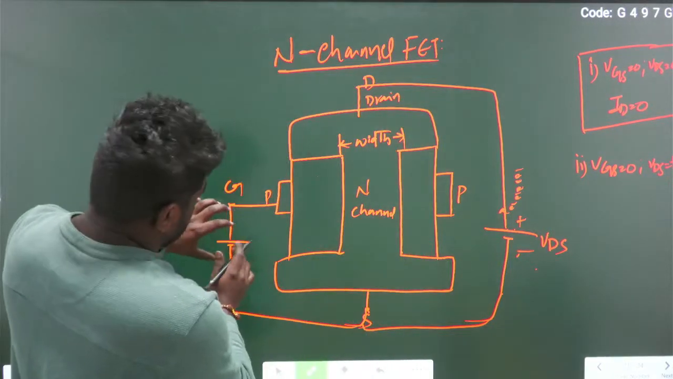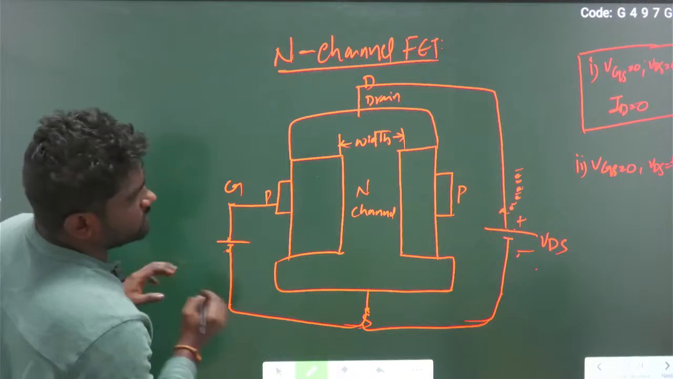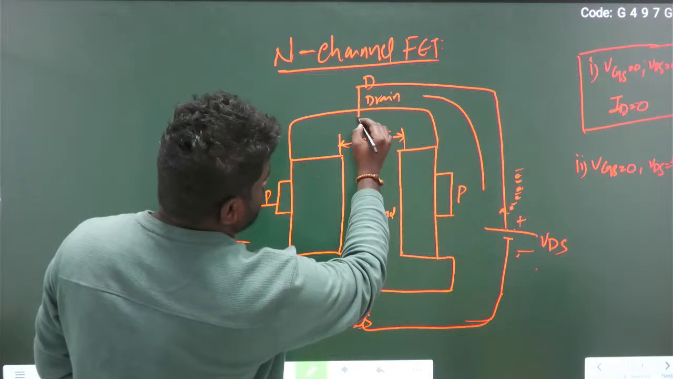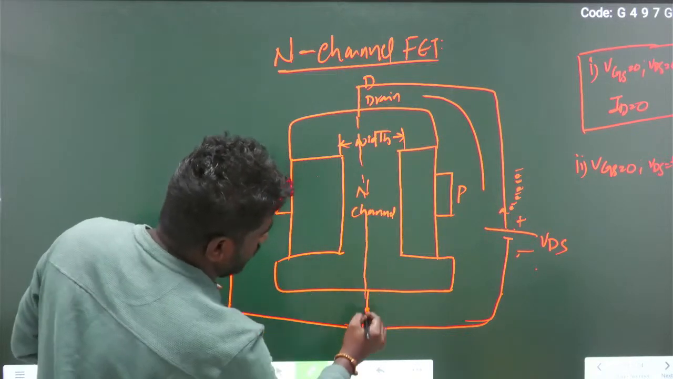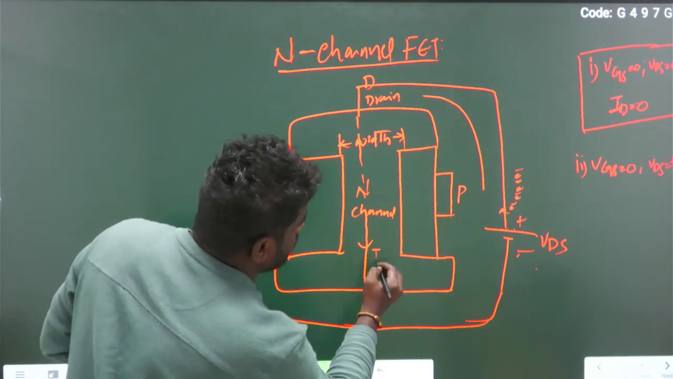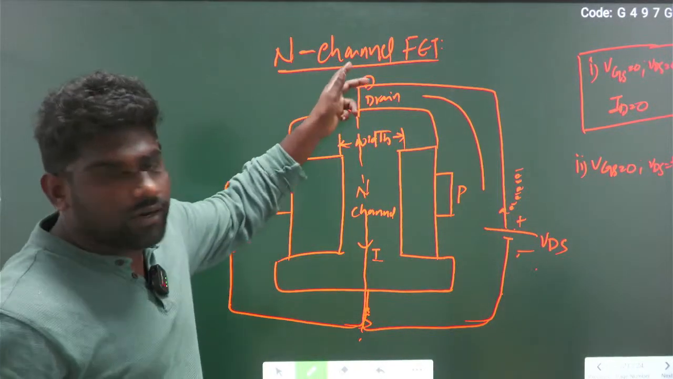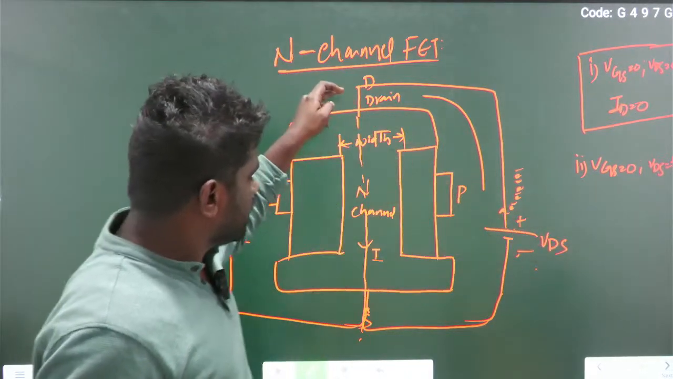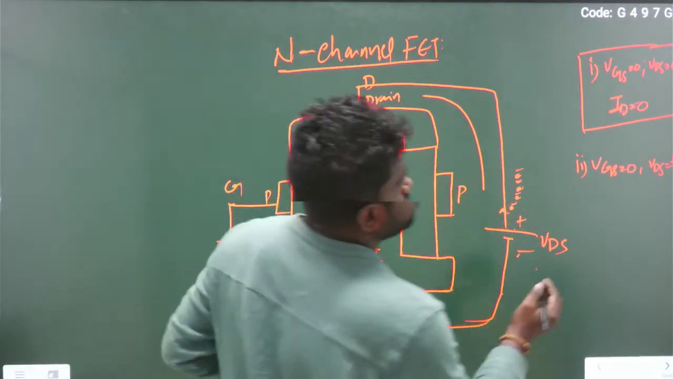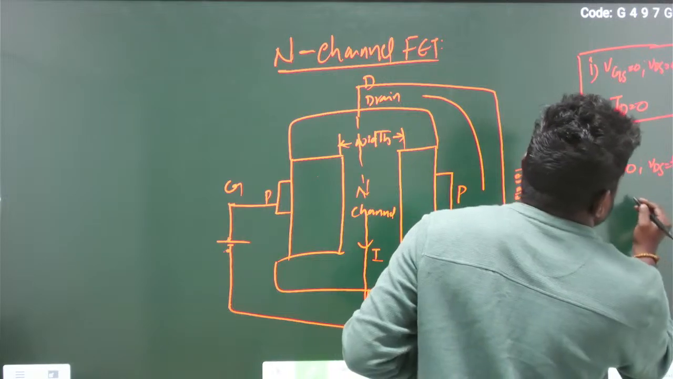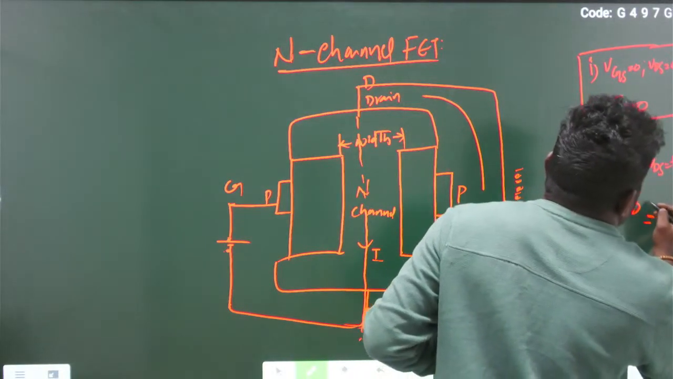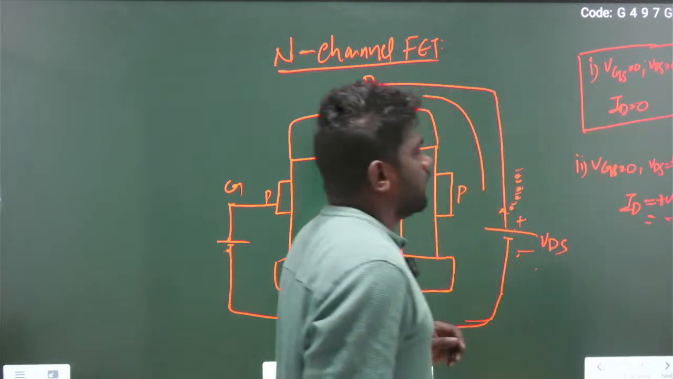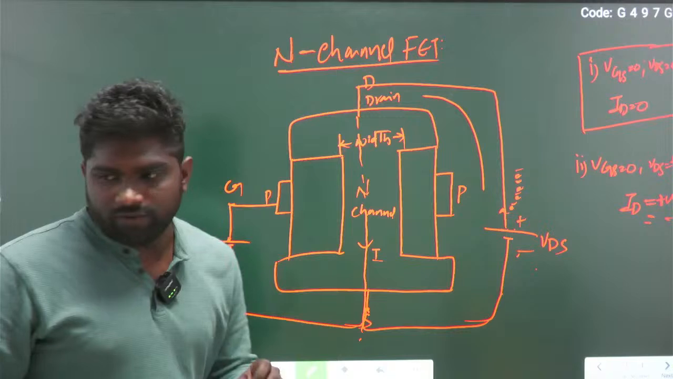Here no voltage is there, here some voltage is applied, so the electrons flow like this. So there is a formation of current ID, nothing but drain to source current. When I apply VDS positive, drain to source current will flow. So when VDS is positive, ID is positive. Okay.